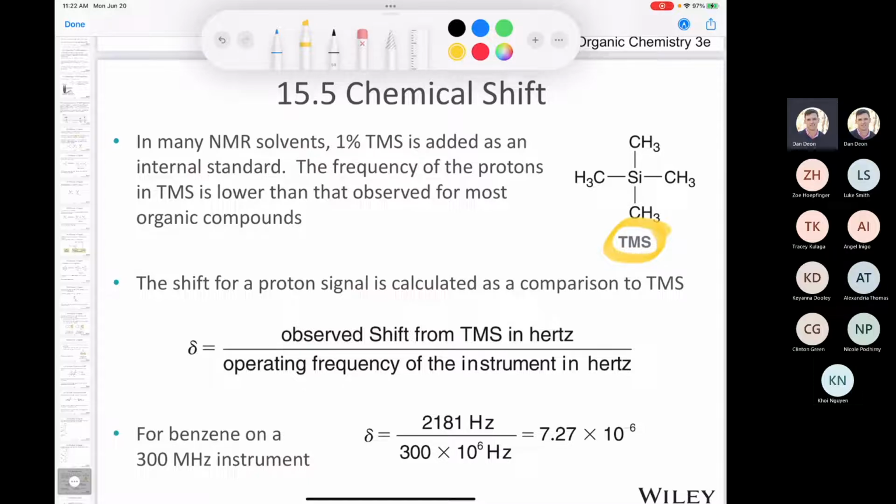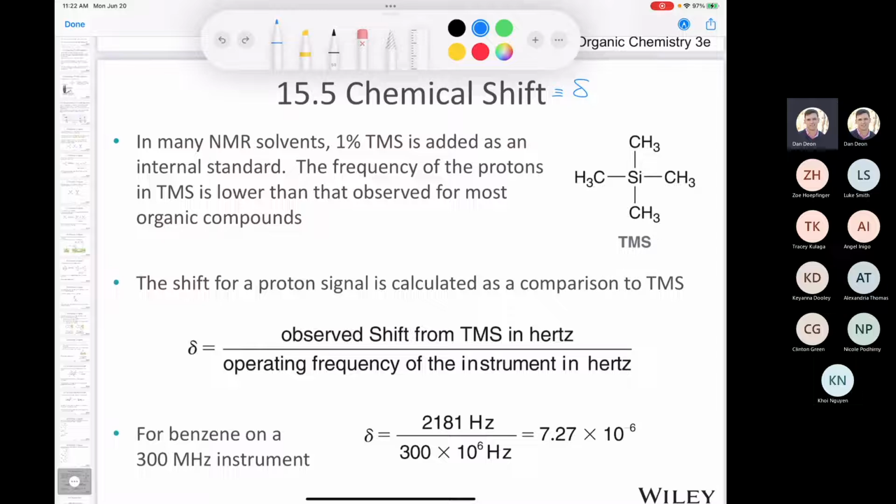tetramethylsilane. And the letter we use to represent chemical shift is the Greek symbol delta. So chemical shift is equal to the observed shift from TMS, from tetramethylsilane, measured in hertz, the frequency of the absorbance, divided by the operating frequency of the instrument in hertz.